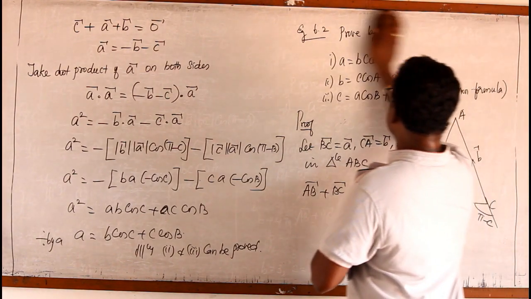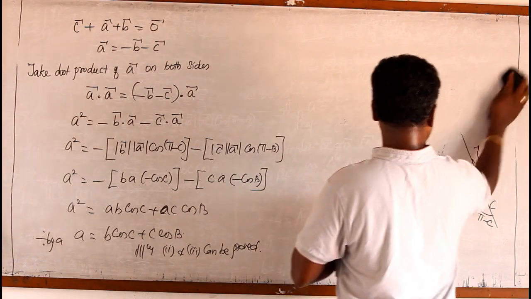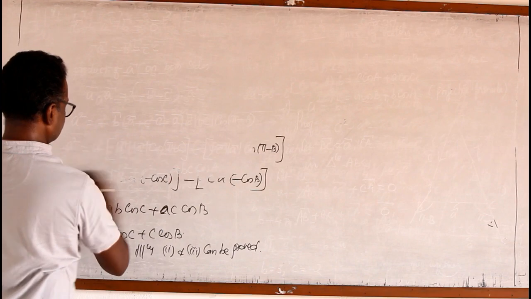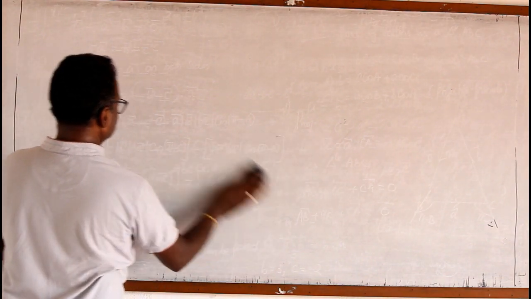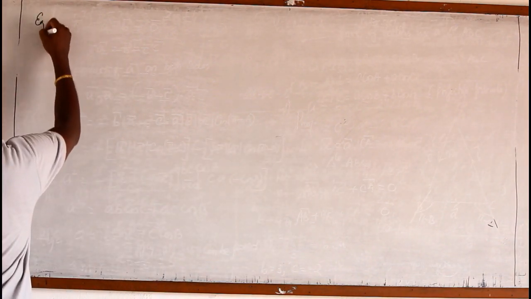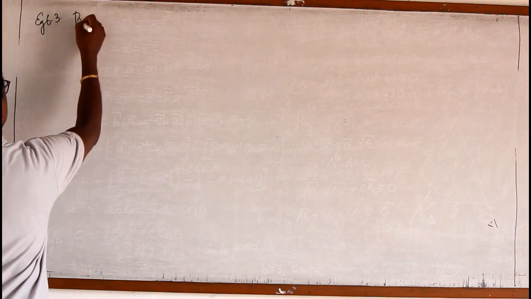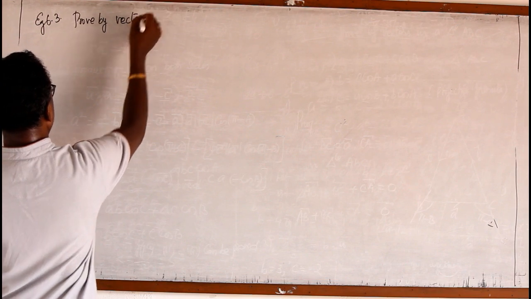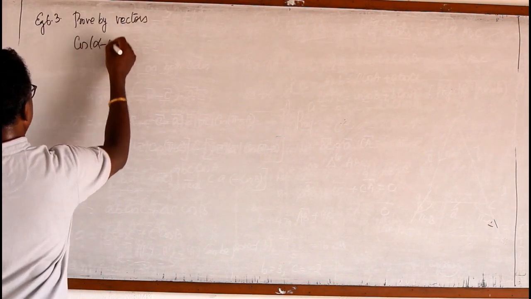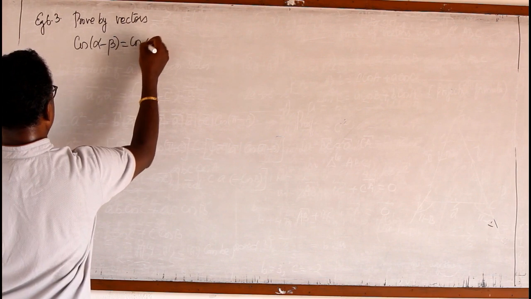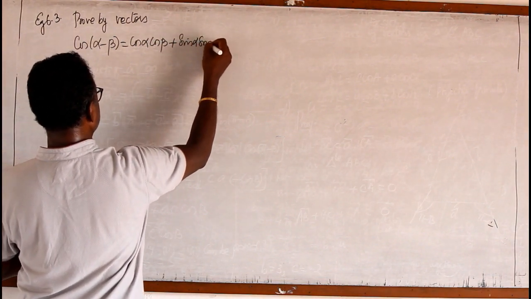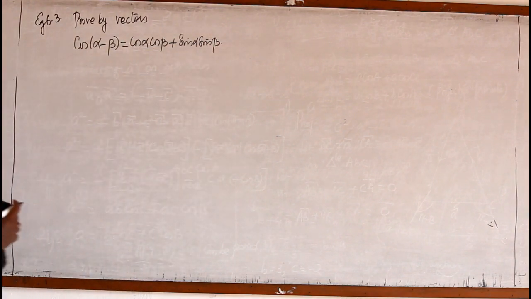Example 6.3. Very important 5-mark question. Prove by vectors cos(alpha minus beta) equals cos alpha cos beta plus sin alpha sin beta. I have to prove this one using the vectors concept.